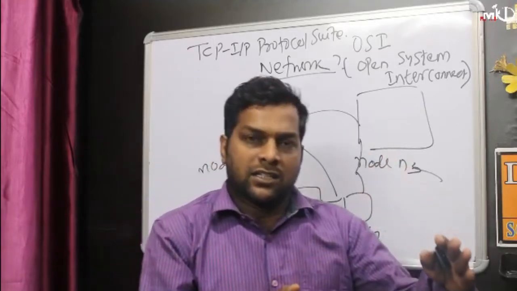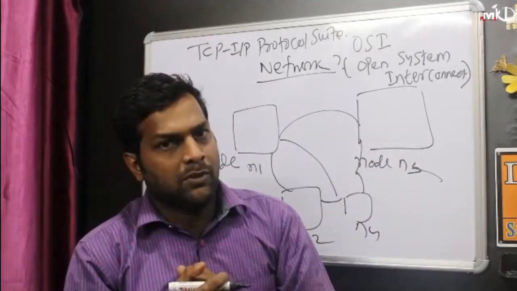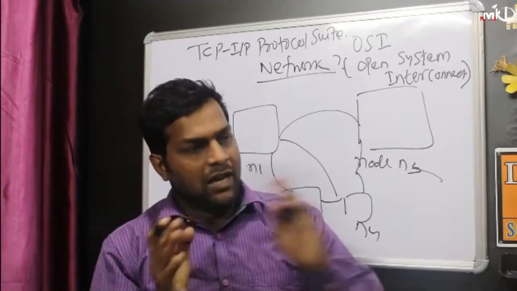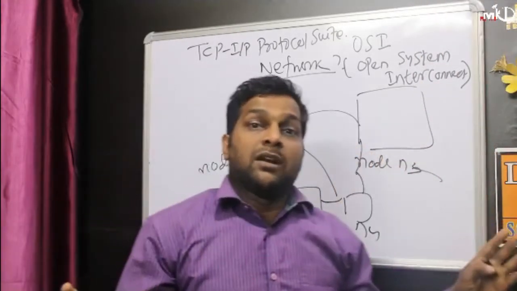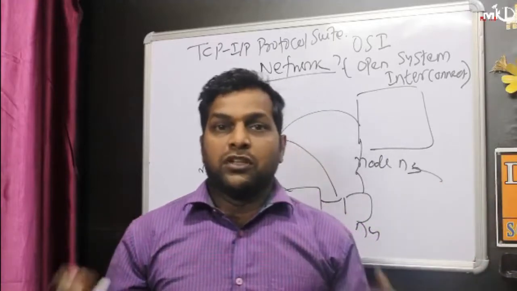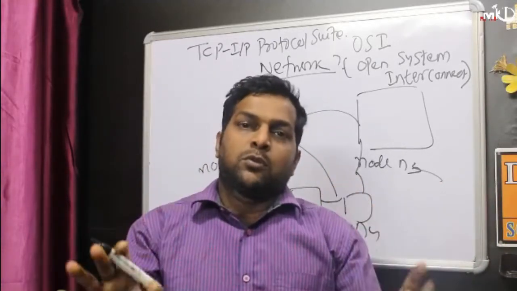Next is the data link layer. Data link layer roles and responsibilities will be executed by the data link layer protocols. Like this, protocols are associated with all 7 layers of the OSI model. Any work that is required, we have to use the protocol.